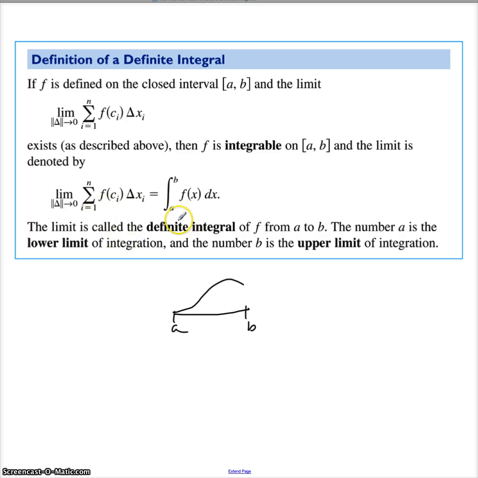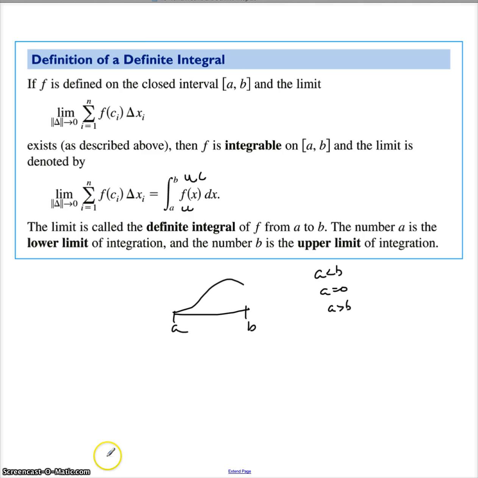This is called a definite integral from a to b, and a is the lower limit and b is the upper limit. Usually a is less than b, but it's possible for a to equal b or a to be greater than b. We'll discuss what happens when we have that situation.